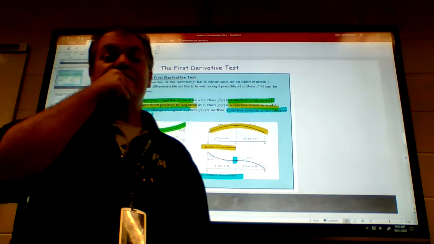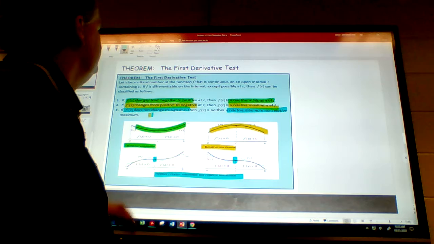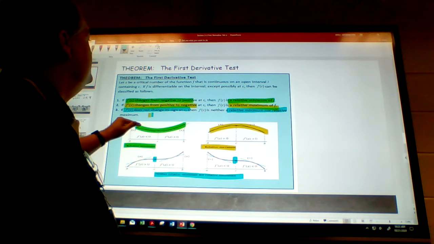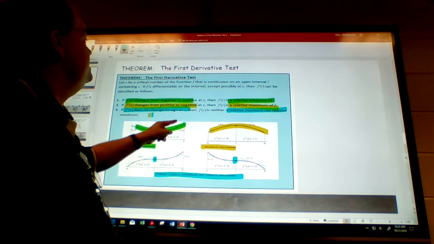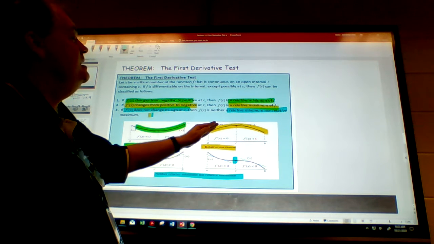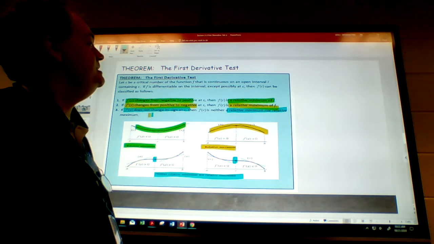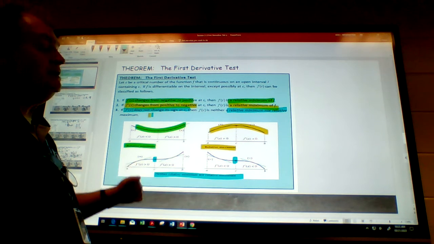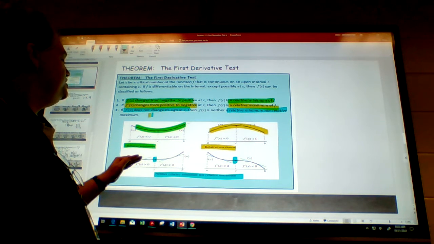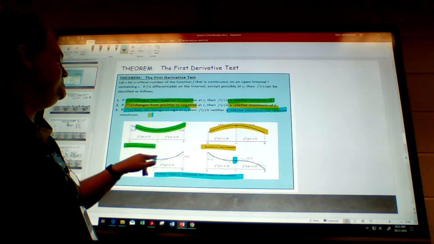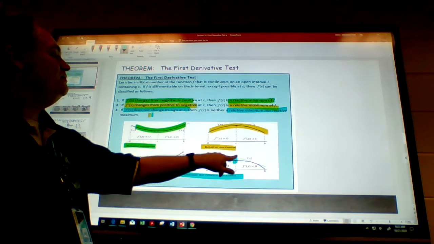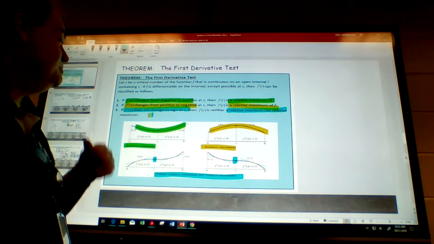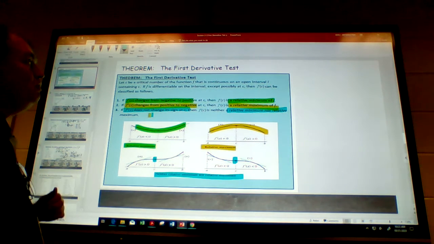Okay, in part one, we talked about the first derivative test, basically saying that if f prime of x changes from decreasing to increasing, then that means it's a relative minimum. If it changes from increasing to decreasing, that's an example of a relative maximum. And if it doesn't change at a critical point, if it stays positive on both ends like you see here, or if it stays negative like you see here, those are examples where you have no relative minimum or relative maximum at those critical points.